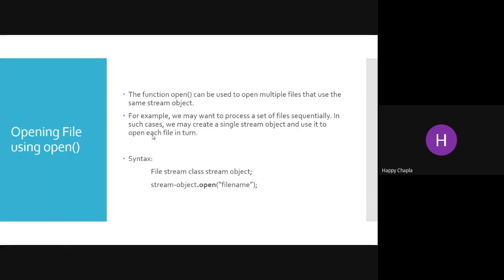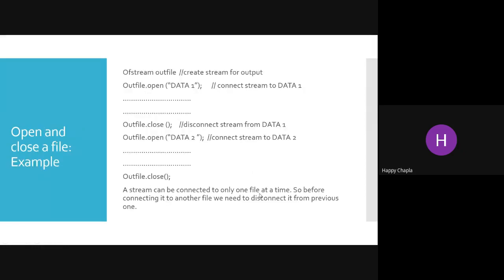Now what is the syntax, or how can we write this? File stream class, stream object. First we have to write the class name, and then my stream object, dot open is my keyword, and we can write the file name over here to open the file.